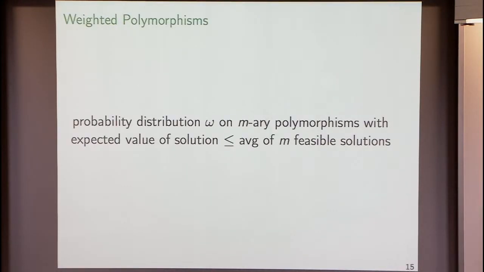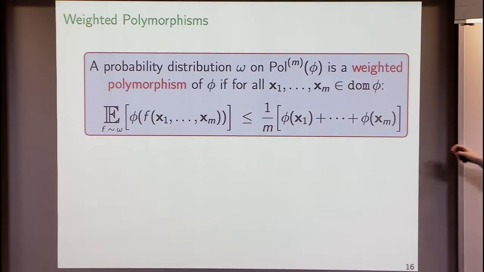We need weighted polymorphisms. The name changes every other day. Sometimes they are called fractional polymorphisms, sometimes weighted polymorphisms. I guess tomorrow there's the F. So what is the idea? The idea is that you start with polymorphisms. A weighted polymorphism is a probability distribution on polymorphisms so that the following holds. If you look at the expected value of a solution with respect to this probability distribution, it's not worse, because we are minimizing, than the average of the m feasible solutions you started with. You don't need the expected value, it just makes the notation on this slide tighter and slightly nicer.